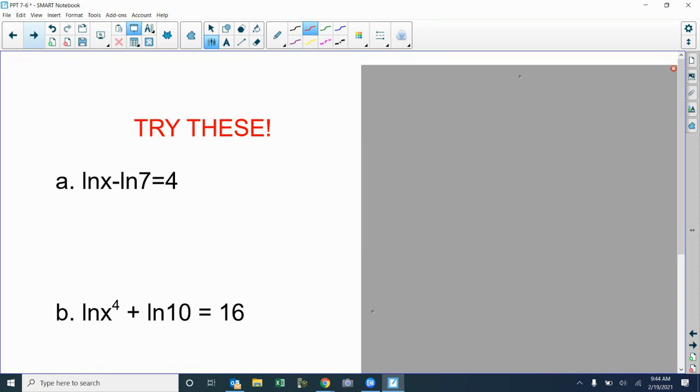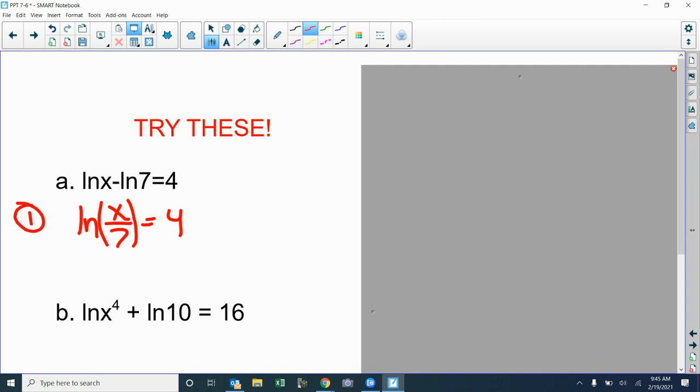All right, step one, I've got to write it in what? A single log. So it's going to be ln of x over 7 equals 4. Step one, no different than what we've been doing, right? Minus, so we divide. What was step two? Put it in exponential.